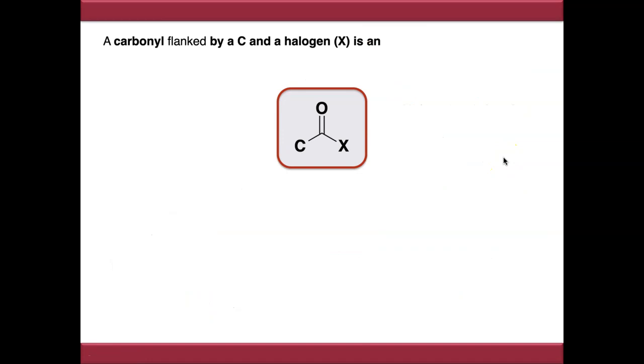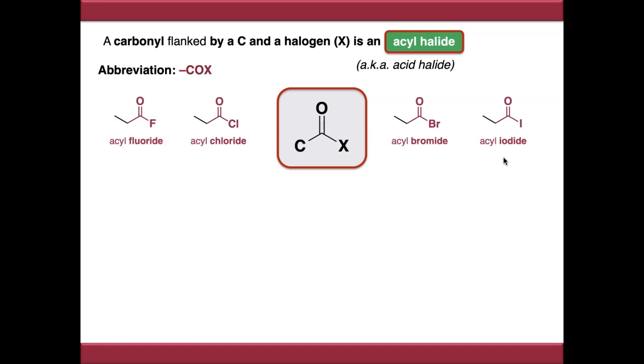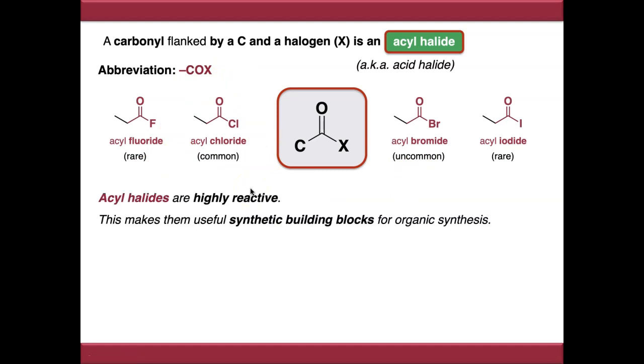So finally, a carbonyl flanked by a carbon and a halogen, or an X group, is an acyl halide. So contrast that with alkyl halides. As soon as you add the carbonyl, it becomes an acyl halide. They're sometimes called acid halides. I tend not to call them that because it causes a bit of confusion with carboxylic acids. So you tend to refer to these as their parent halides, so acyl fluorides, chlorides, and so on. Chlorides are by far the most common. You might come across acyl bromides or acyl fluorides, but by and large, acyl chlorides are by far the most common acyl halide functional group that you'll come across.